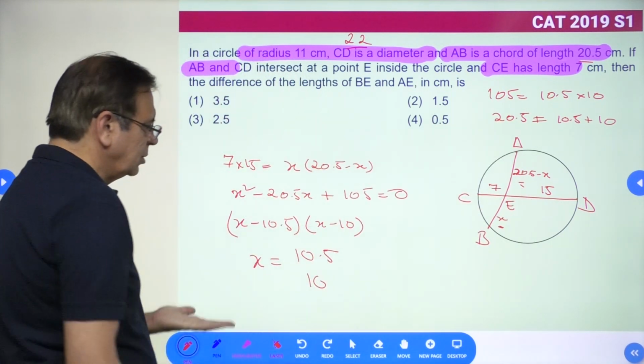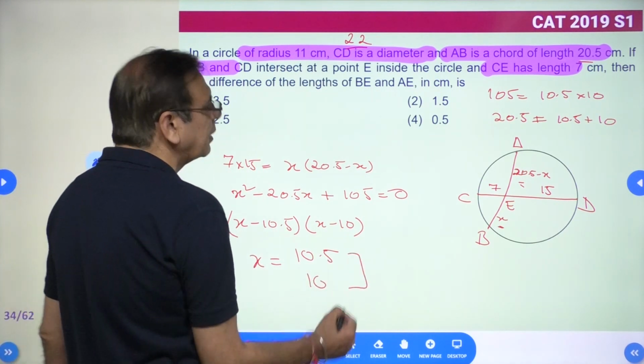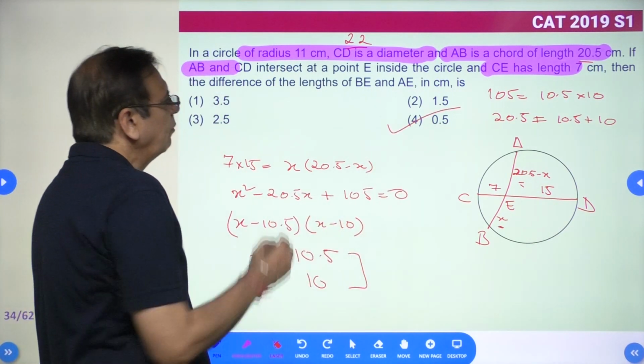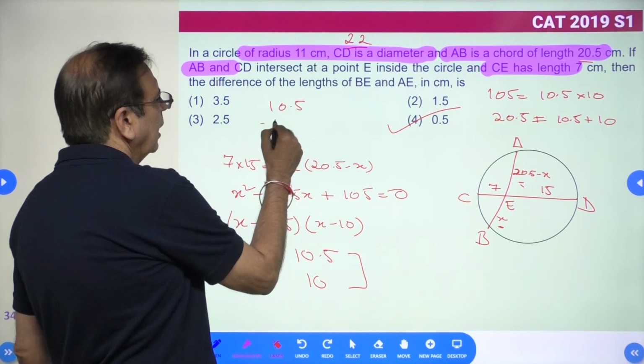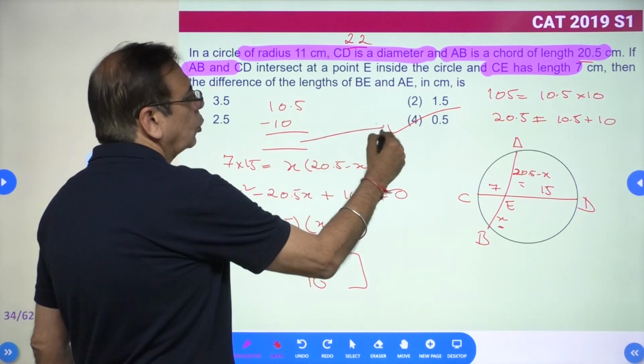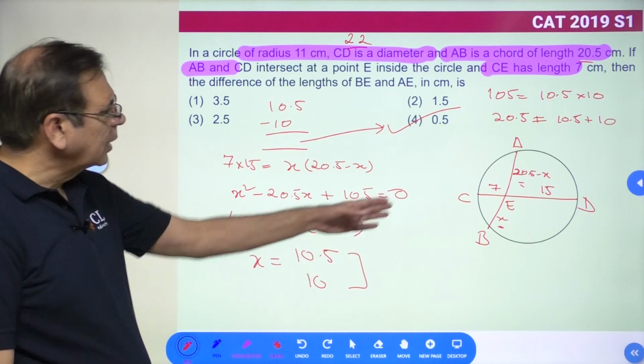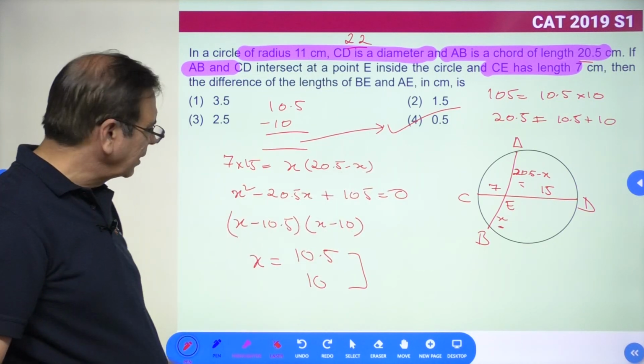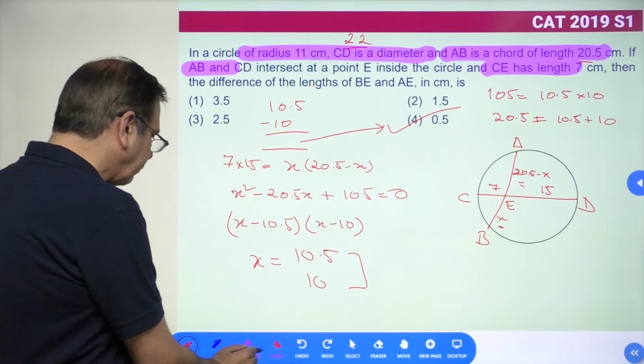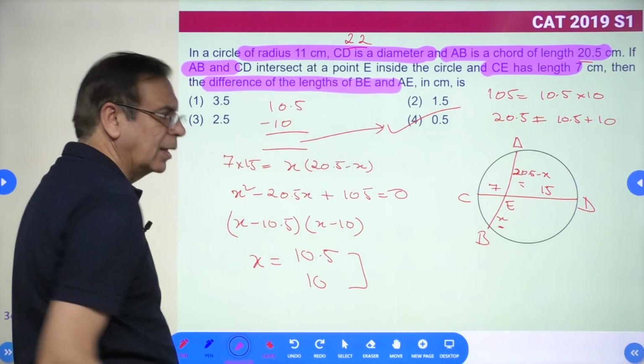Why? What we need to know is the difference between the two of them. If one of them is 10.5, the other is 10, the difference is going to be 0.5. So I don't need to bother as to which is x and which is 20.5 minus x. All I'm interested in is the difference because that is what the question is asking us to find.